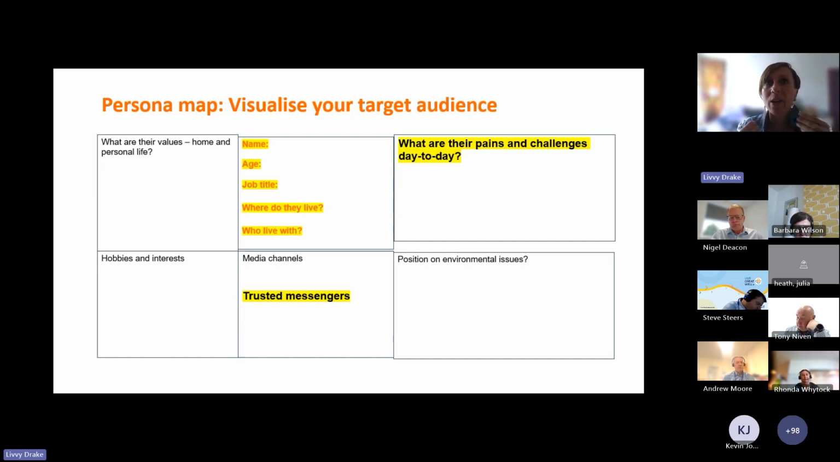Are there particular, is it the local newspaper? So think about who it is that they trust, because this is where your opportunities lie. And just being kind to those people. What else is going on in their life? So what are their pains and challenges day to day?